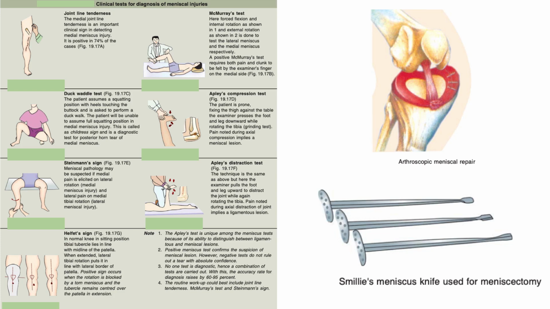Then the duck waddle test. The patient assumes a squatting position with heels touching the buttocks and is asked to perform a duck walk. The patient will be unable to assume full squatting position in medial meniscus injury. This is called Childress sign and is a diagnostic test for posterior horn tear of the medial meniscus. Posterior horn of the medial meniscus.